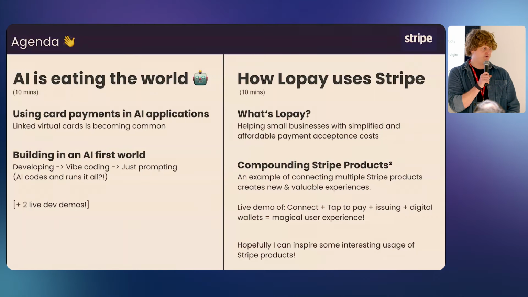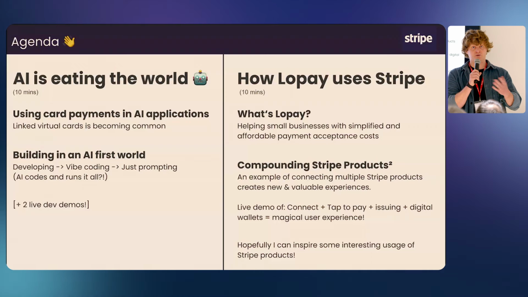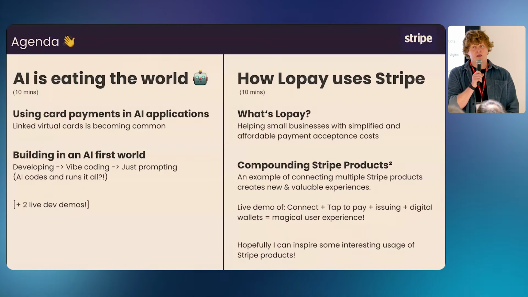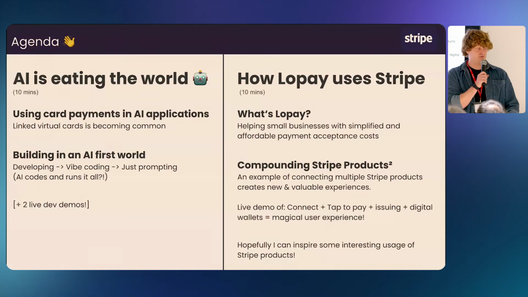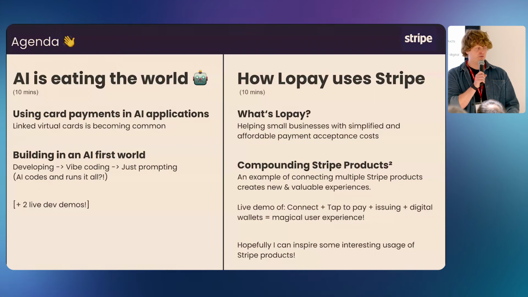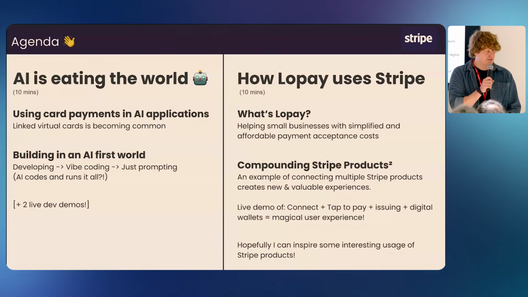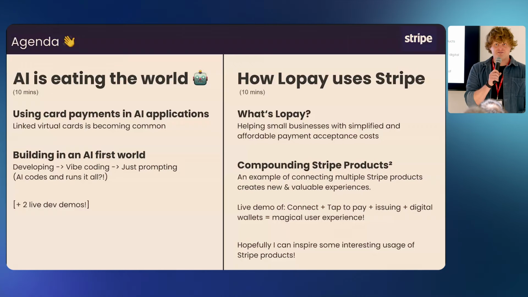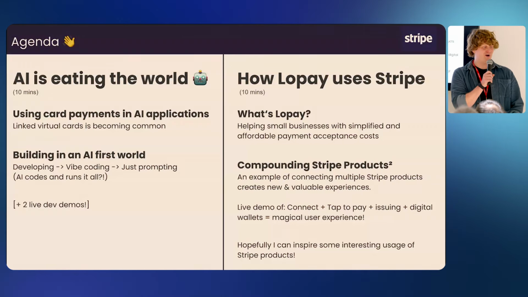That's a pretty easy problem. But how you use agents that then go and do things that require payments. And the pattern that I'll talk about there is what I call linked virtual cards. And then I'll go on to talk about development patterns, using Stripe as an example with new AI tools. And I'm going to try a few live demos, which hopefully will work.